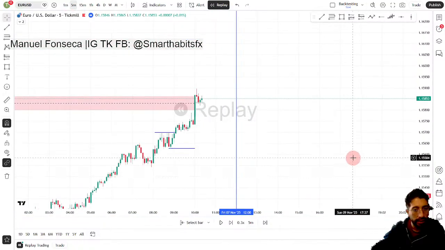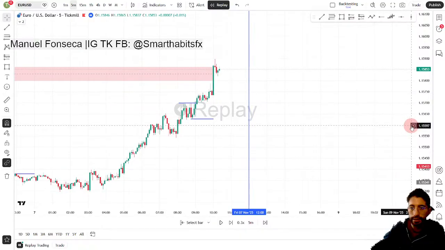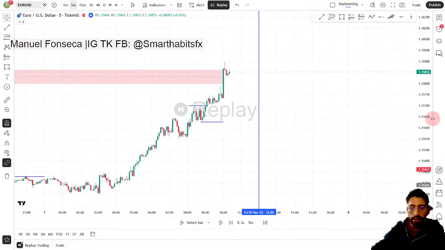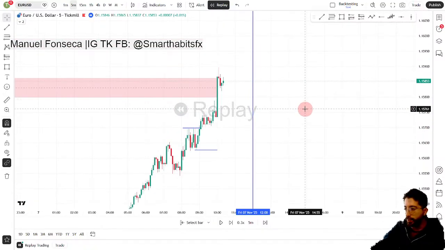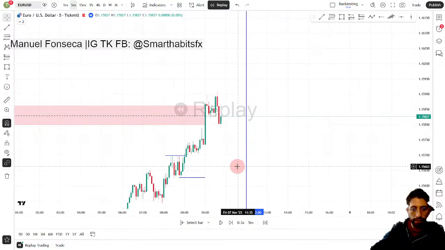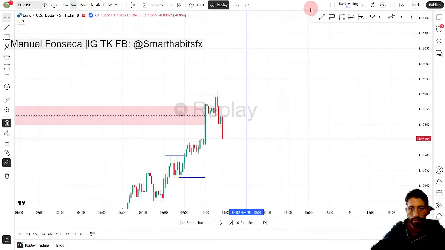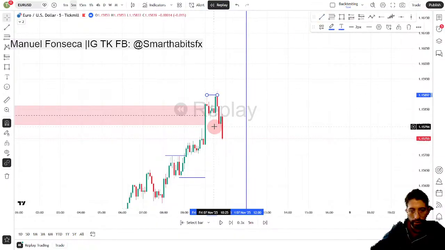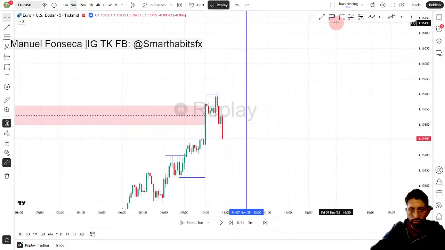If it does, excellent. If it doesn't, excellent as well, because we're not going to enter unless we have a confirmation. Then there. Okay, we got a confirmation. Can you see it here? Look. It took the liquidity of the high and it made this breakup structure.